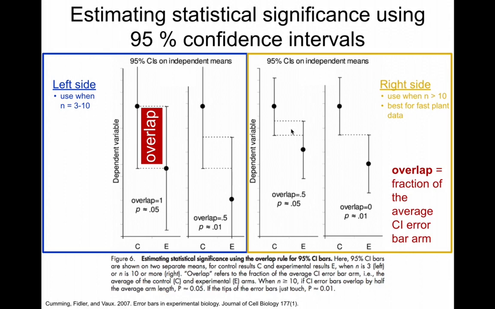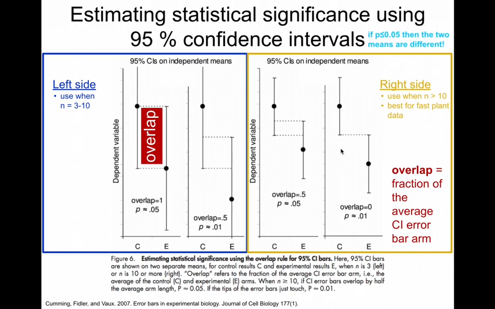So we're going to practice this, but here is the quick summary. If the overlap of the two arms is about half or less, then the p-value is going to be approximately 0.05. And that's typically the cutoff where we will say that that is the p-value that we need to say that the means are significantly different from one another. So if p is less than or equal to 0.05, then we can say the two means, the control mean and the experimental mean, are different from one another.